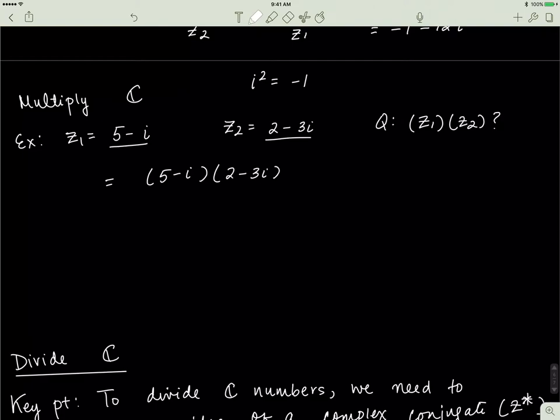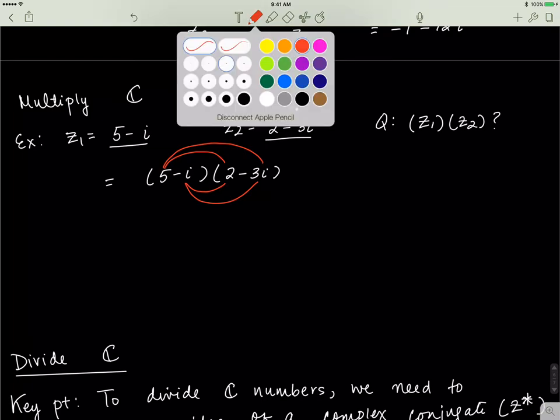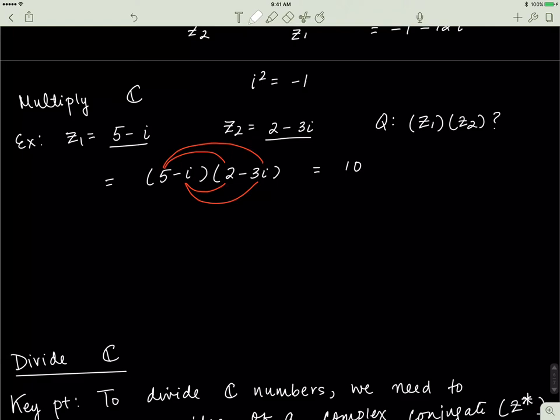So again, it goes back to algebra. We know how to do this. We multiply the 5 with the 2 first, then we multiply the 5 with the negative 3i. Then we multiply the negative i with the 2, and then we multiply the negative i with the negative 3i. So let's see what we get. 5 times 2 is 10. 5 times negative 3i is negative 15i. Minus i multiplied by 2 is simply minus 2i. And then minus i multiplied by minus 3i is this. So what's minus minus? It's positive. Okay? So then I'm going to be left with positive 3i squared.